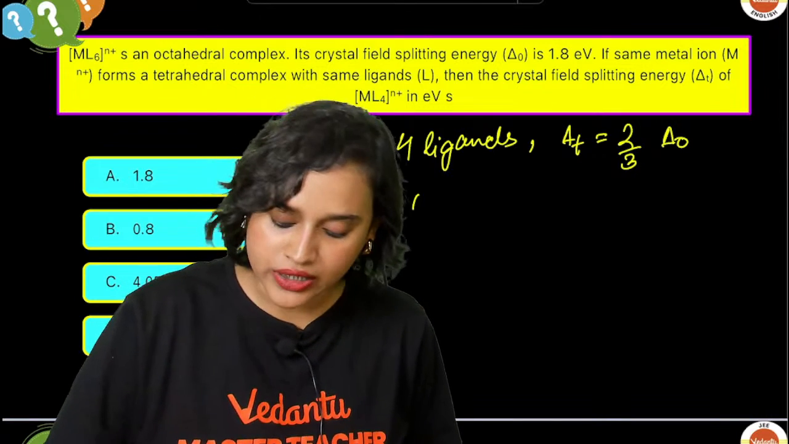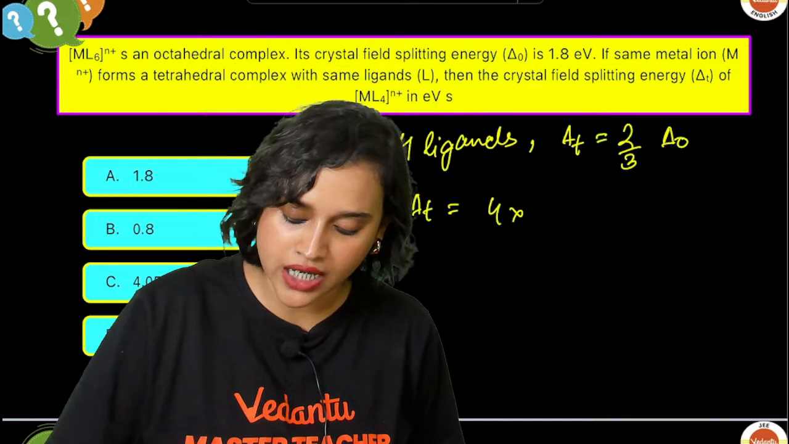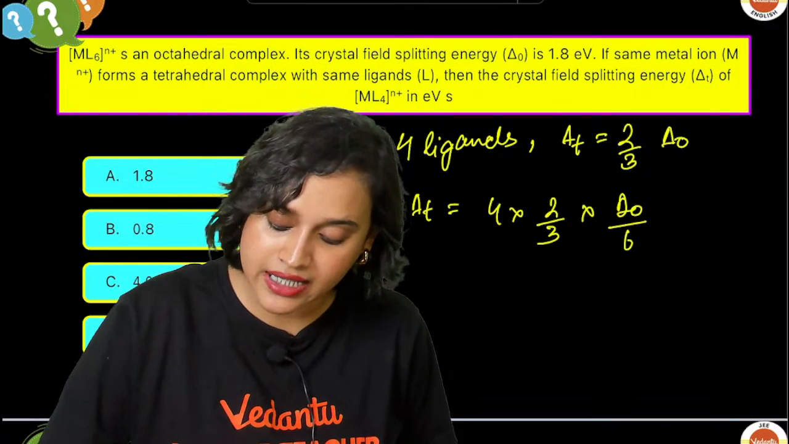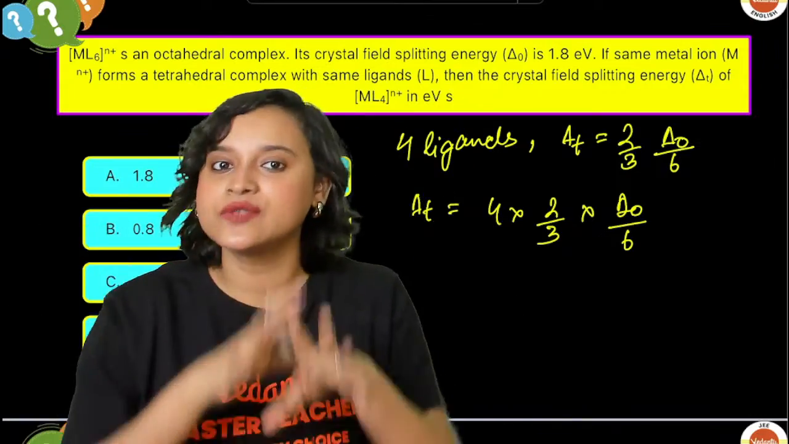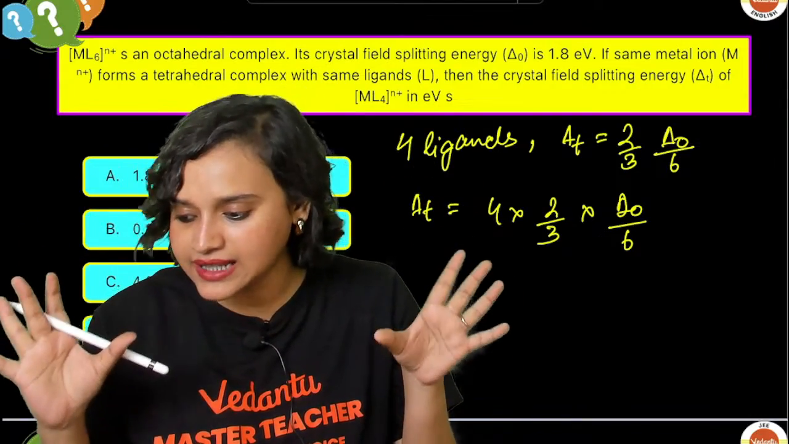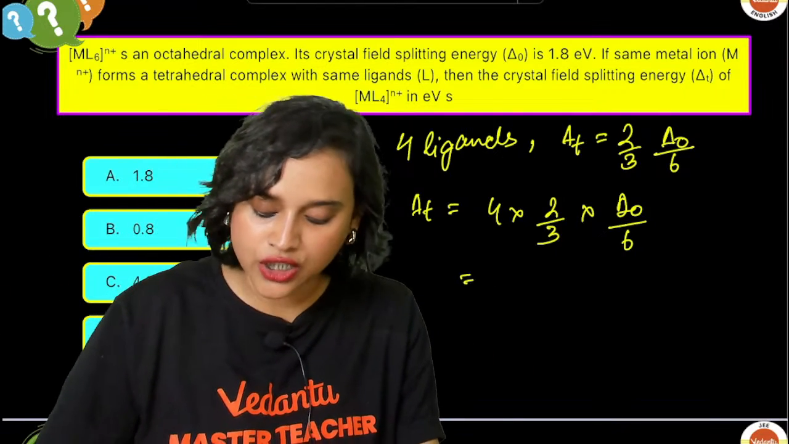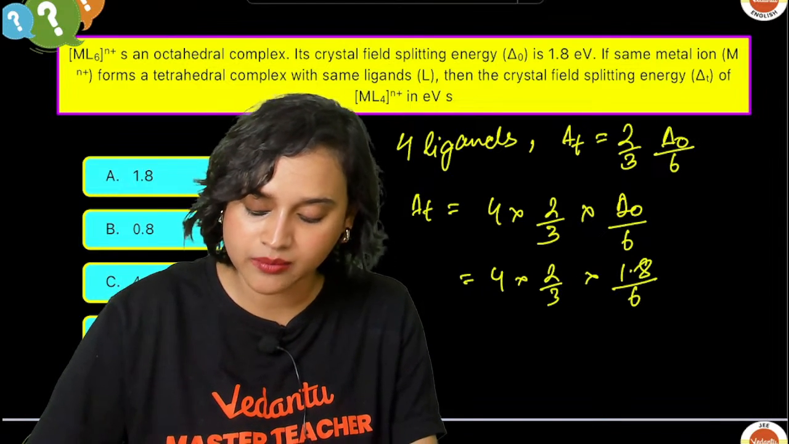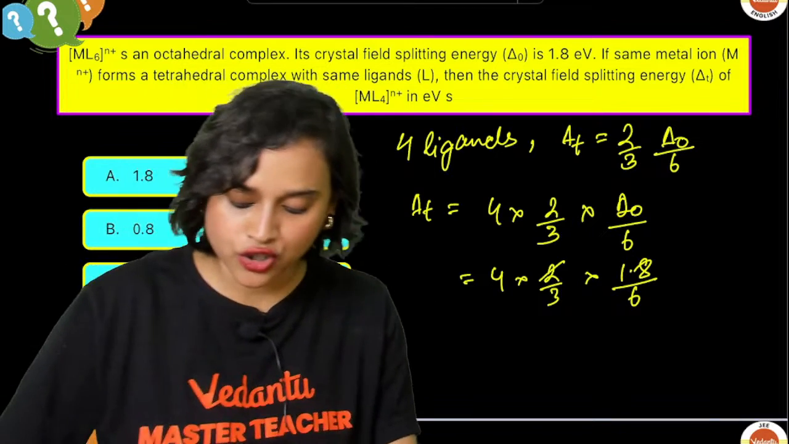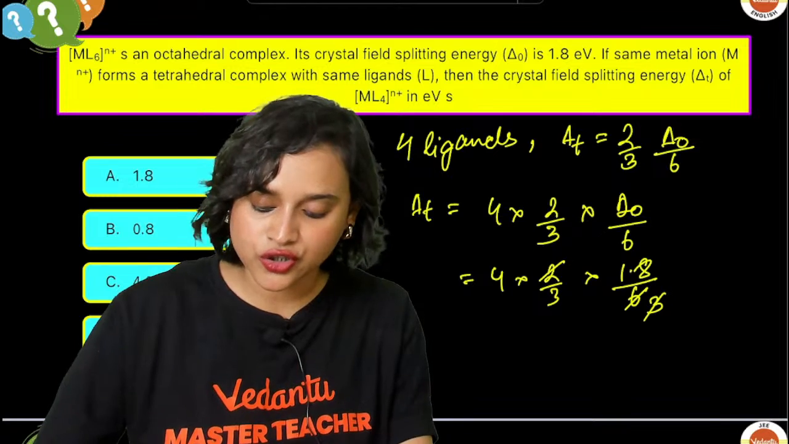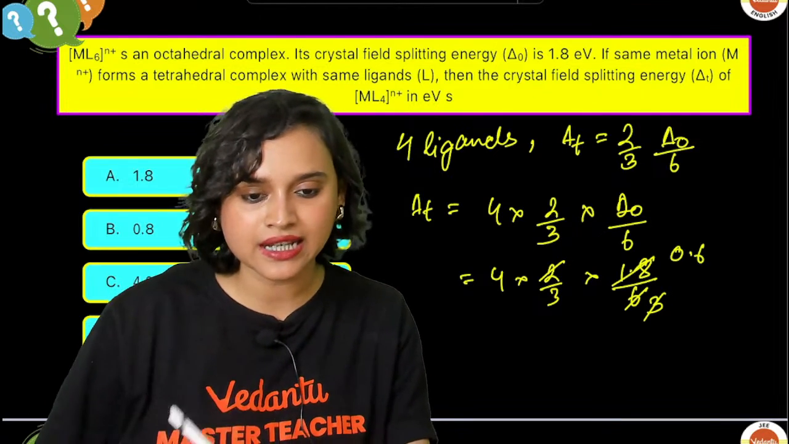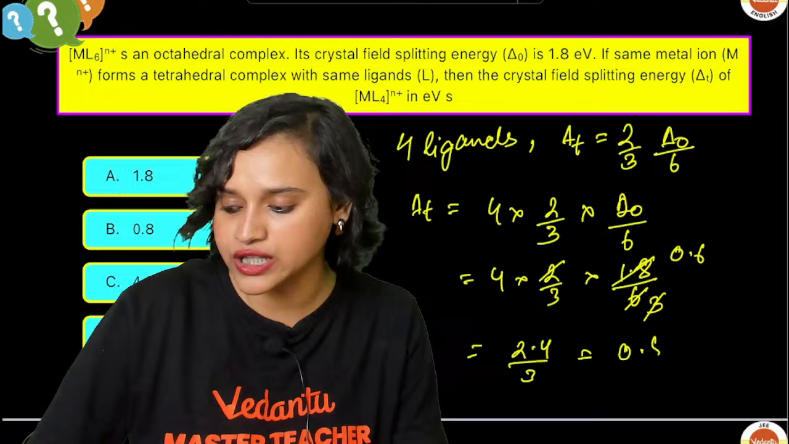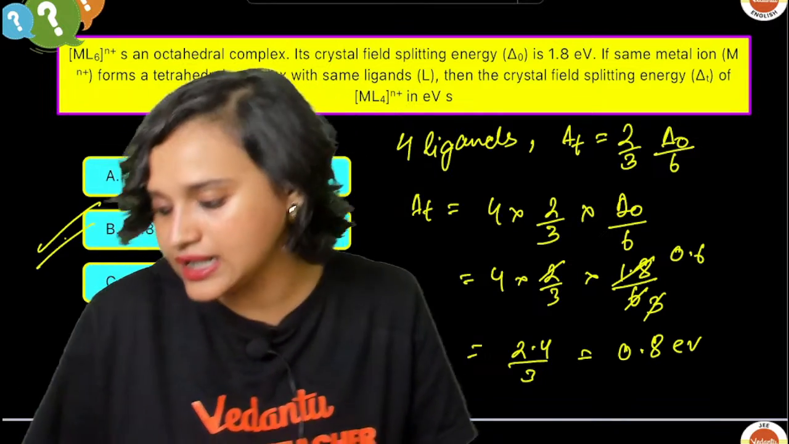So now we know that delta tetrahedral is going to be equal to 4 multiplied with 2/3 multiplied with delta octahedral. Octahedral has how many ligands guys? So let's write here 6, because 6 ligands will be occupying the space in octahedral complexes. Very good. So 4 multiplied with 2/3 multiplied with delta octahedral, given as 1.8 divided by 6. So 2 here and this will be 3. So 3 multiplied with this will be 0.6. Now 4 multiplied with 0.6 will be 2.4 divided by 3. That means this will be equal to 0.8 electron volt, and the correct answer is option B.